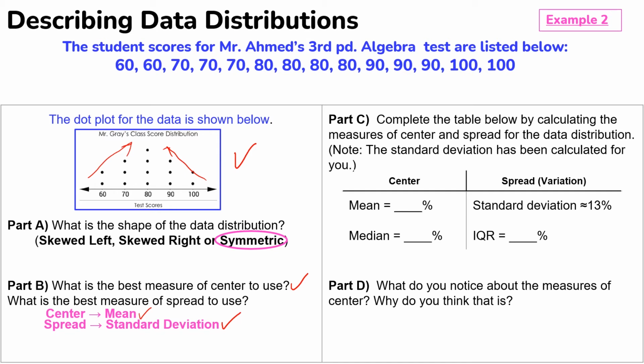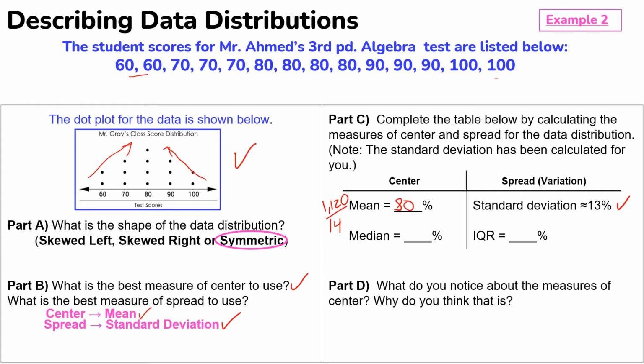Part C, we want to complete the following by calculating the mean, median, and interquartile range. We're given the standard deviation. So the mean, remember, that's just the average, so we're going to add all of these numbers up and divide by 14 because there are 14 numbers. So when we add all of these numbers together here, from 60 to 100, we get 1,120, and it's a total of 14 numbers, so we divide by 14. So our mean is 80.